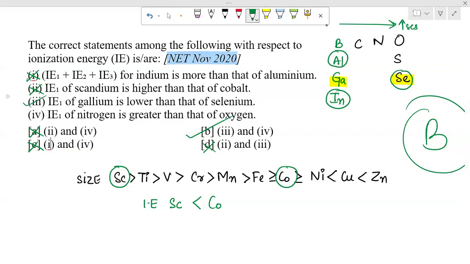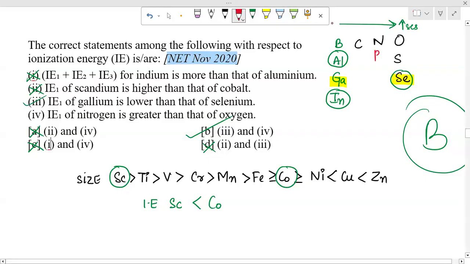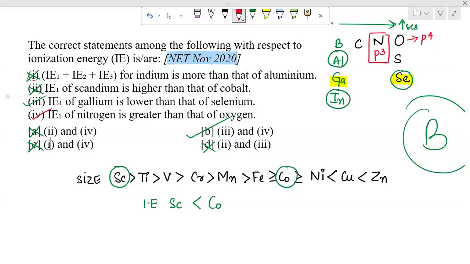Next one, ionization energy of nitrogen is greater than oxygen, of course. Why? Because nitrogen is a half-filled system, p3. Oxygen is a p4 system. Half-filled systems have higher ionization energy, and hence statement 4 is also correct. So 3 and 4 are correct. Option B is the correct answer.